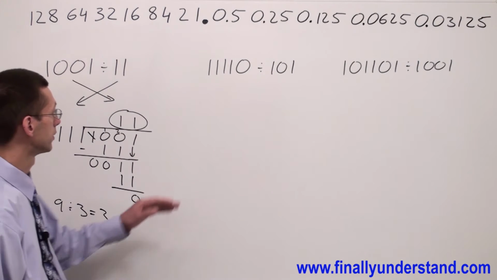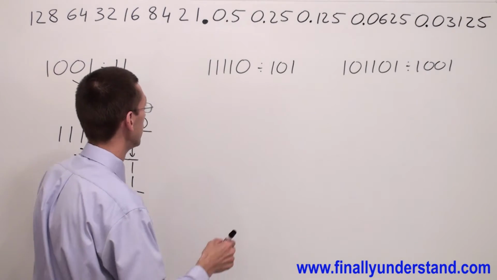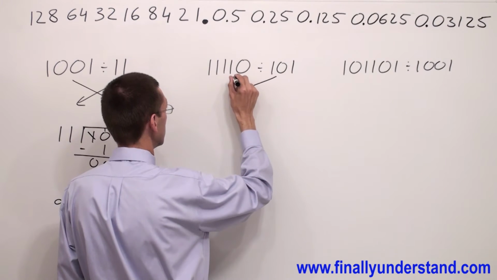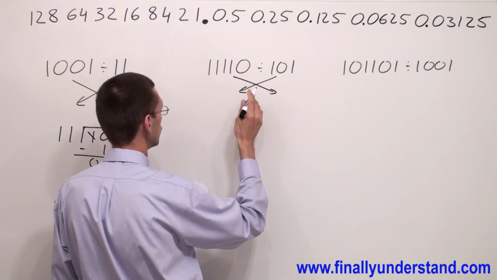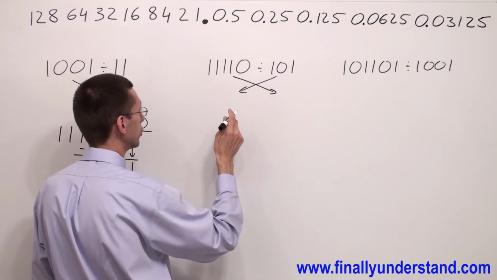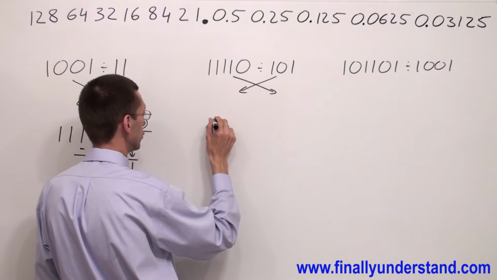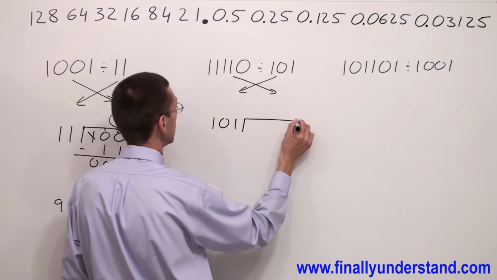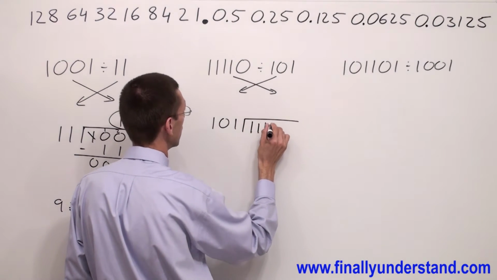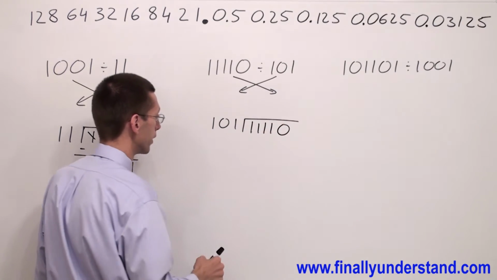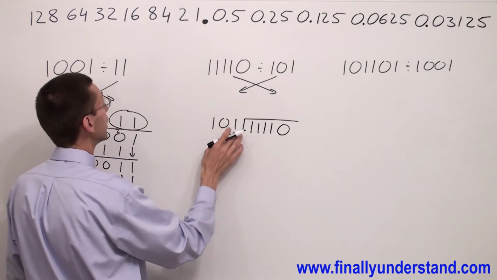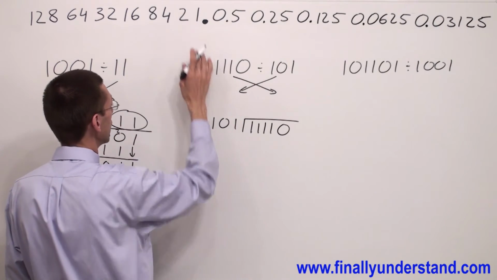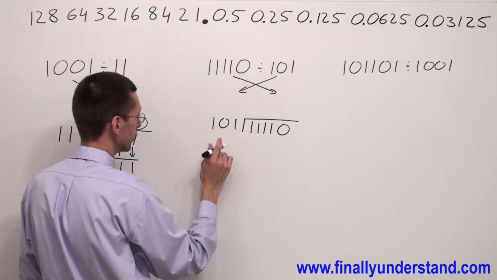Let's take a look at this example. We have, again, 2 binary numbers, and we're supposed to use long division in order to divide them. I'm going to write my divisor over here, 1, 0, 1. And this is 1, 1, 1, 1, 0. This is binary 5. 4 plus 1 gives me 5.